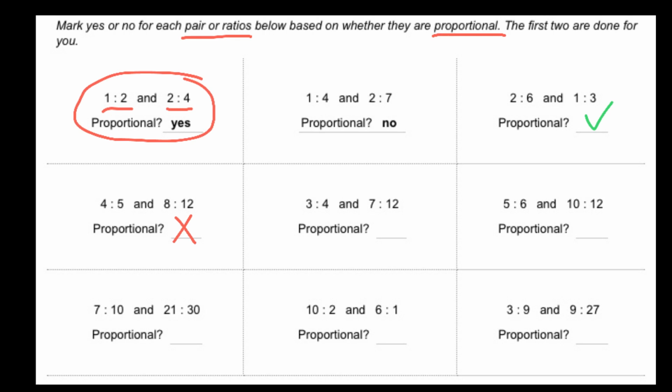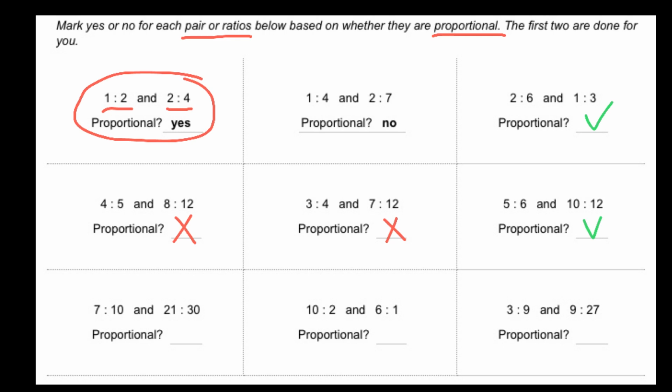So 3 to 4, and here we have 7 to 12. 4 is 3 times smaller than 12, but 3 is not 3 times smaller than 7, so we can say that this is not proportional. 5 and 6, 10 and 12 are proportional. And the next two ratios, 7 to 10 and 21 to 30.